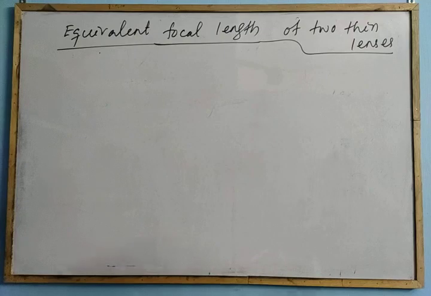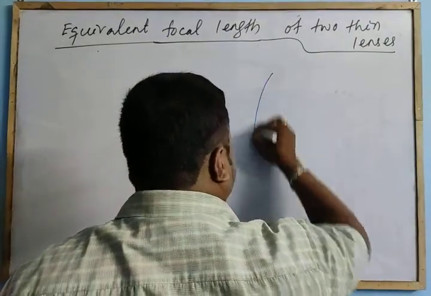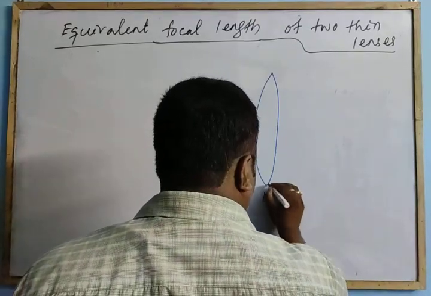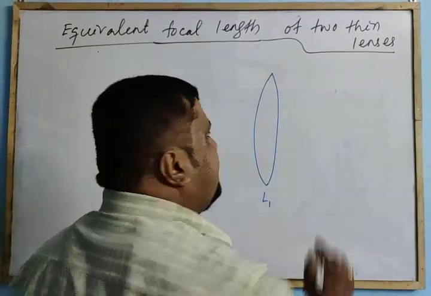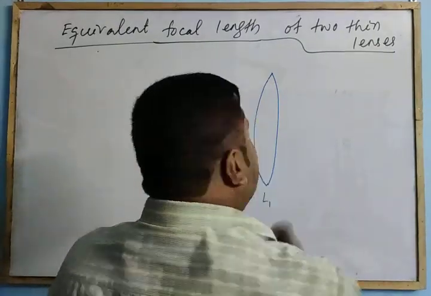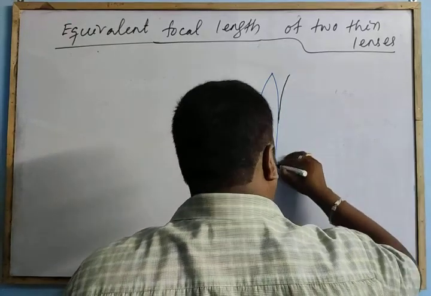Let us consider a lens L1. This is one lens L1. Its focal length is f1. And there is another lens, suppose L2, in contact with this one. These two are in contact.